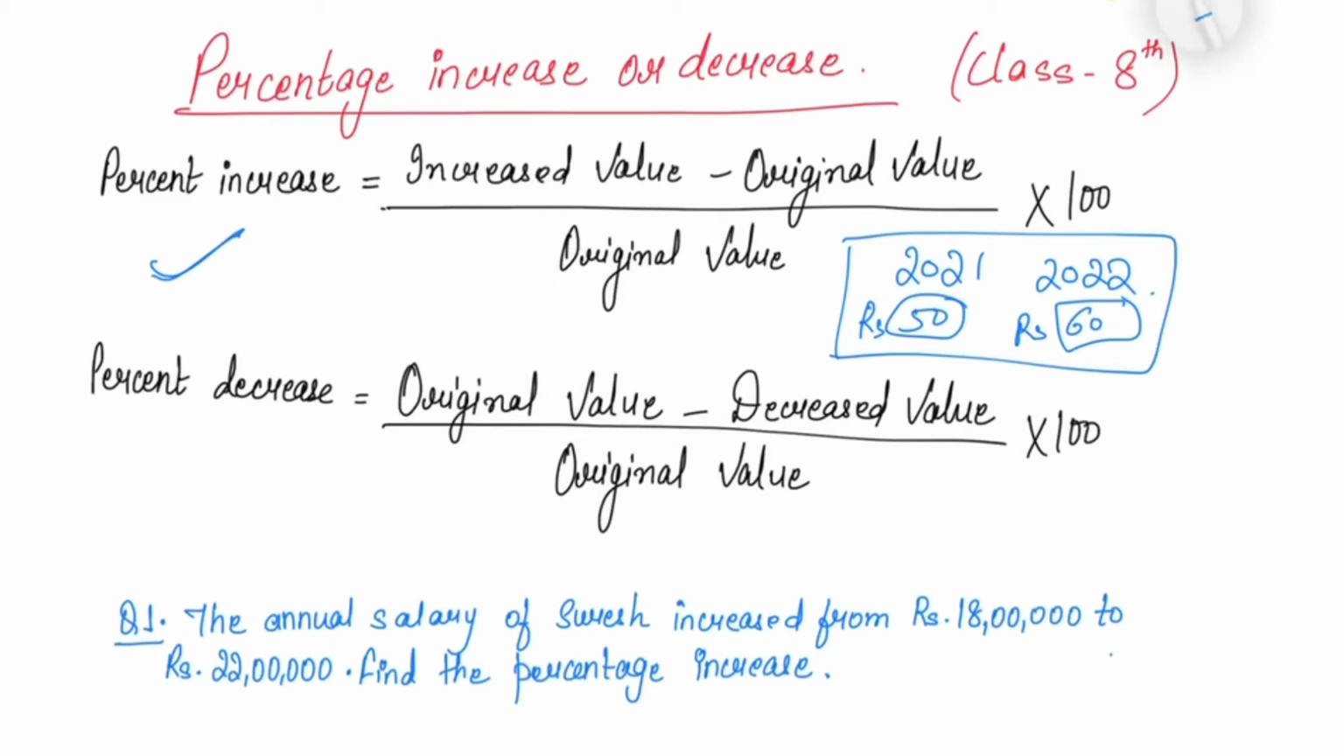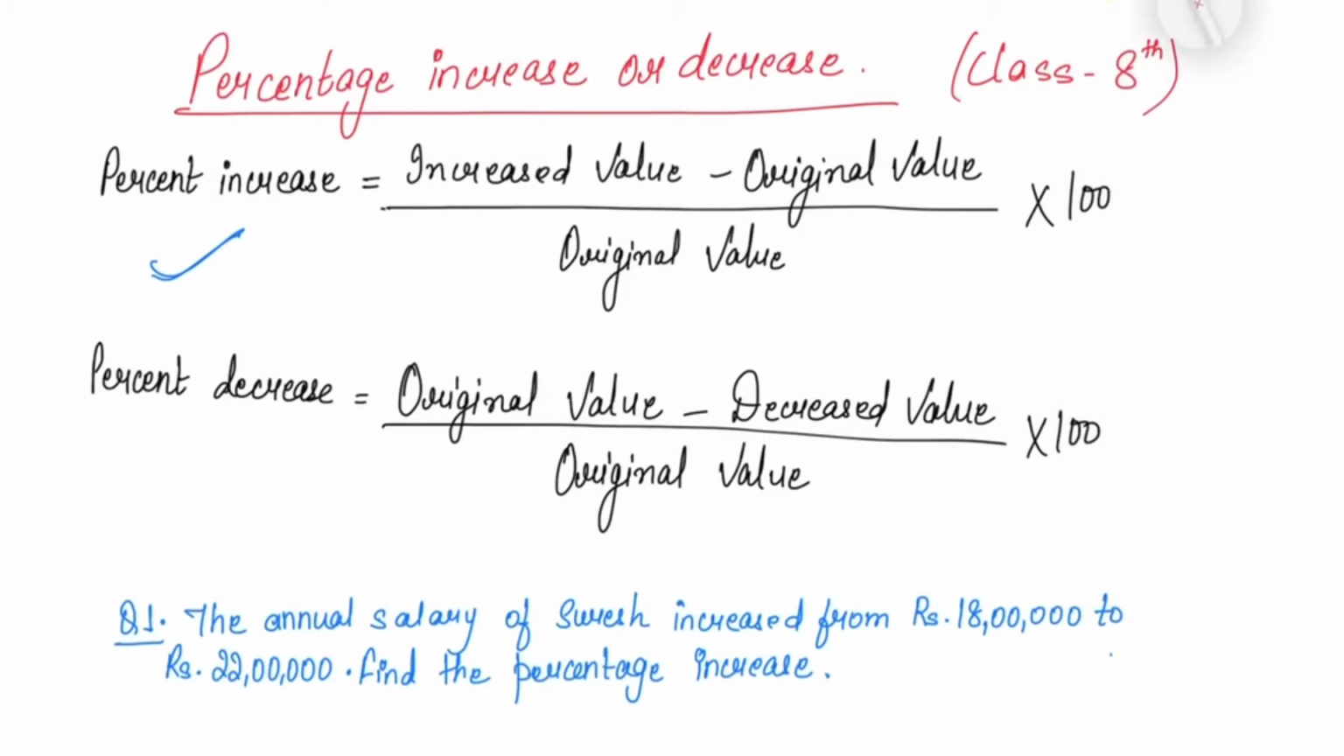Similarly in percentage decrease, when we compare the decrease in the quantity over a period of time, we first find the difference between the original value and the decreased value, then use this difference to find the relative decrease against the original value, and then express it in the form of a percentage. For that also I have mentioned the formula, and through this formula you will be able to solve the questions. So the first formula is the percentage increase formula.